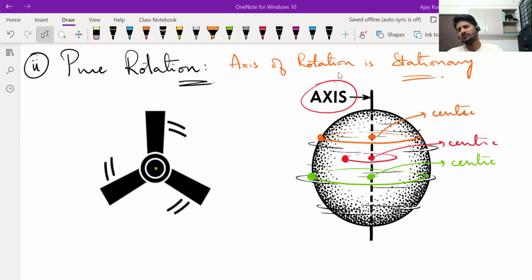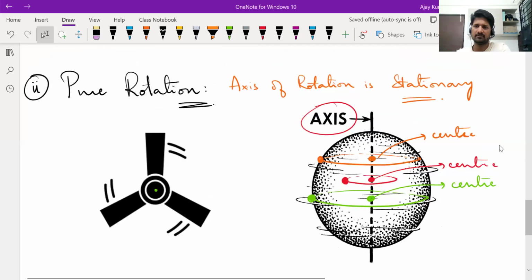So Pawan, you tell me, is the Earth's motion pure rotation? That is, is the axis of rotation stationary? No, sir. The answer is obviously no. Earth does not execute pure rotation. It rotates around its own axis, but the axis keeps moving around the sun. That is called combined translation and rotation. Anyway, why I took the example is just to show you that there is something called axis of rotation.